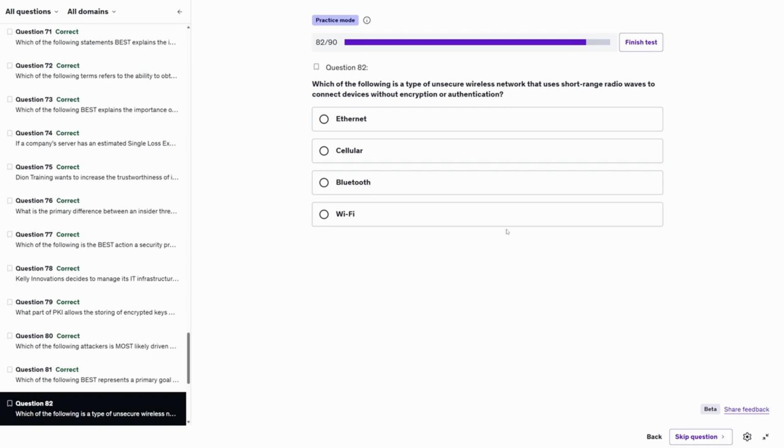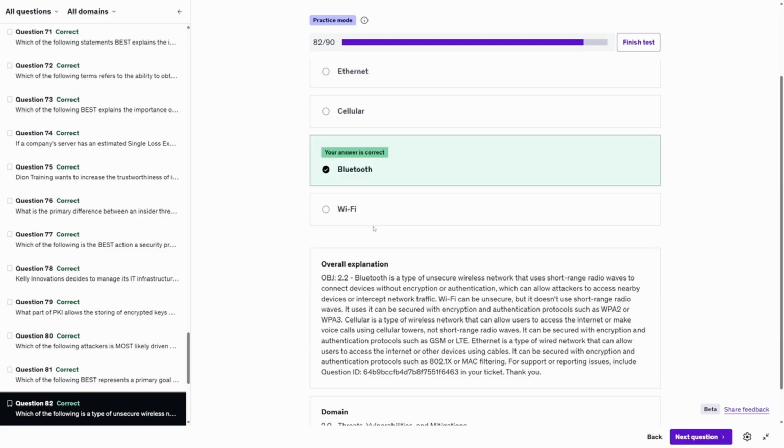Which of the following is a type of unsecure wireless network that uses short-range radio waves to connect two devices without encryption or authentication? Correct answer here is Bluetooth. Bluetooth is a type of unsecure wireless network that uses short-range radio waves to connect two devices without encryption or authentication, which can allow attackers to access nearby devices or intercept network traffic. I'll leave up the other answers for a few seconds.